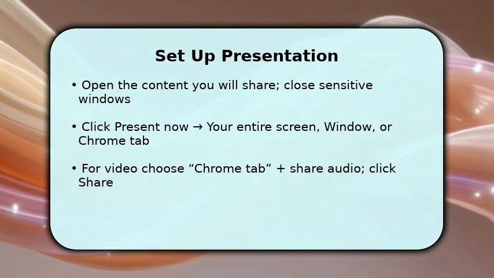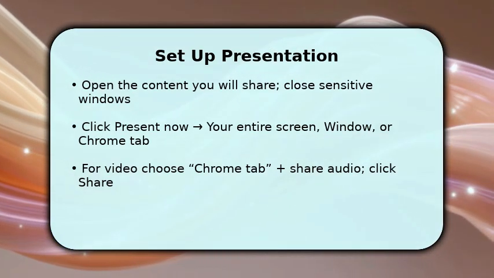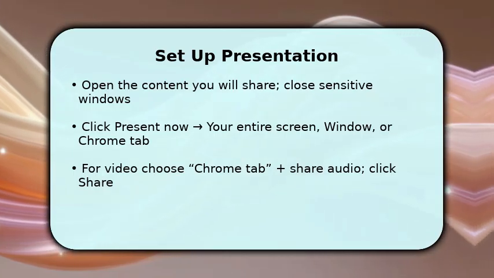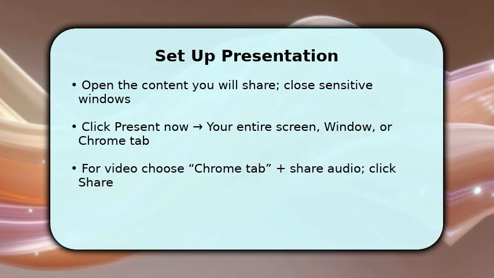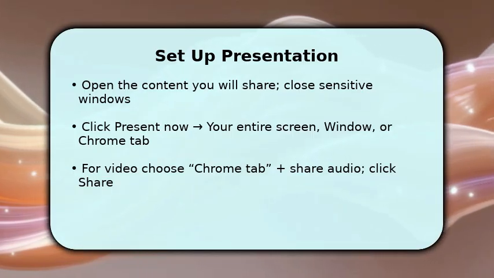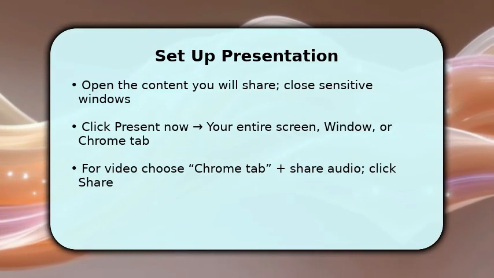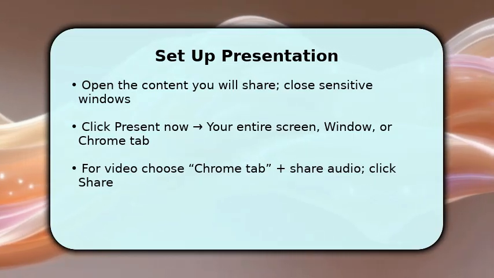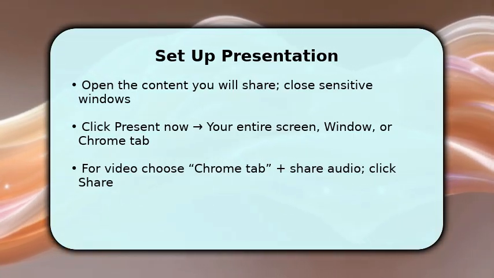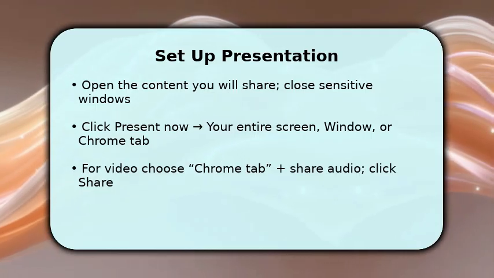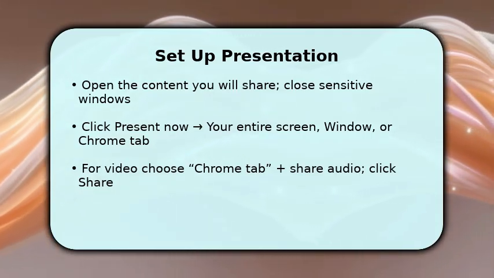Then click Present Now and choose between your entire screen, a window, or a Chrome tab depending on what you need to share. Choose Chrome tab when sharing video to enable system audio. This prevents lags and gives participants smooth playback. Make sure to select the specific tab or window and then click Share. This isolates what participants see.